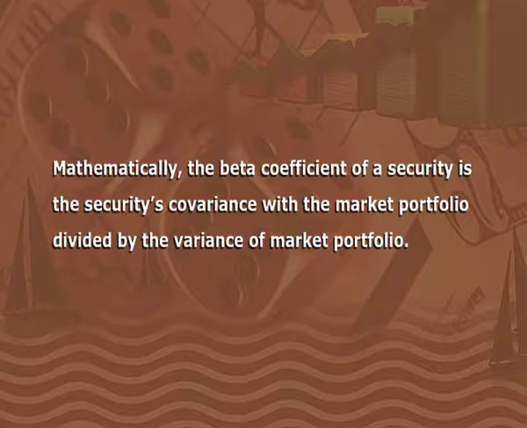It does not measure the risk of an investment held on a standalone basis, but the amount of risk the investment adds to an already diversified portfolio. Mathematically, the beta coefficient of a security is the security's covariance with the market portfolio divided by the variance of the market portfolio. A slight modification helps in building another key relationship, which tells that the beta coefficient equals the correlation coefficient multiplied by the standard deviation of stock returns divided by the standard deviation of market returns.